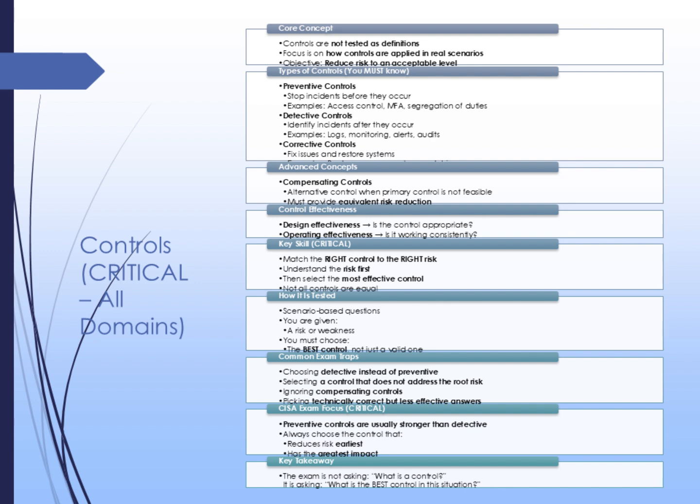There are also several common exam traps in this area. Candidates often select detective controls when a preventive control would reduce the risk earlier. Others choose controls that do not directly address the root risk being described, or they ignore compensating controls entirely. A very important exam principle is that preventive controls are generally stronger because they reduce risk before incidents occur. However, the best answer still depends on the business context, the specific scenario, and the level of risk involved. Ultimately, the key takeaway is that the exam is not asking, "What is a control?" It is asking, "What is the best control for this specific situation?"